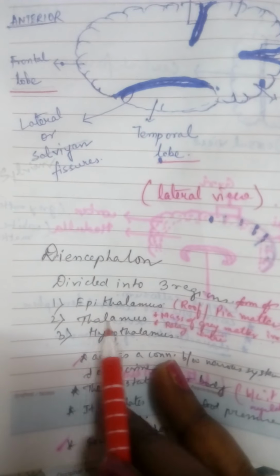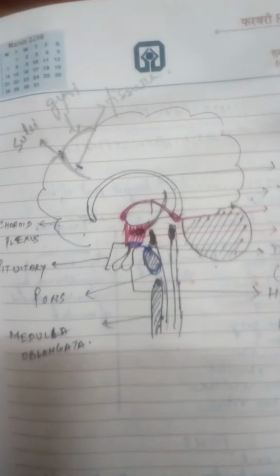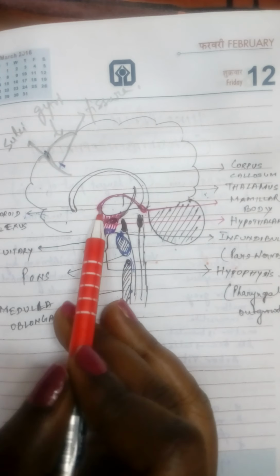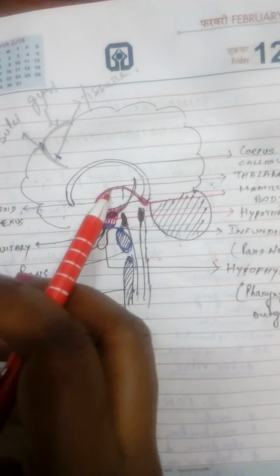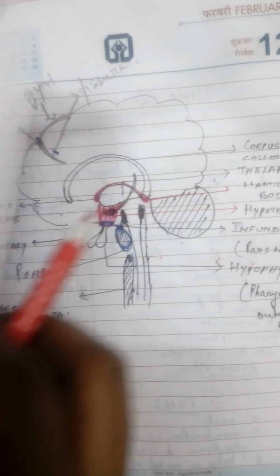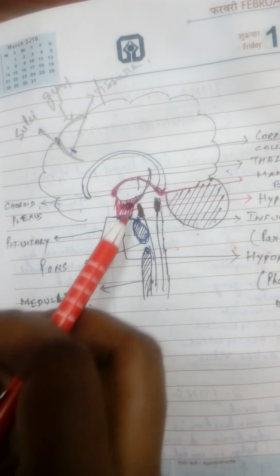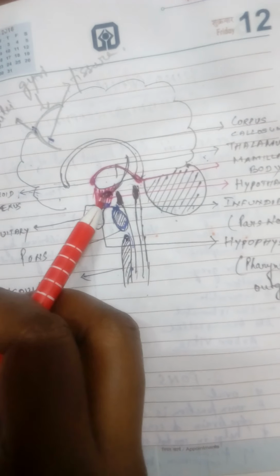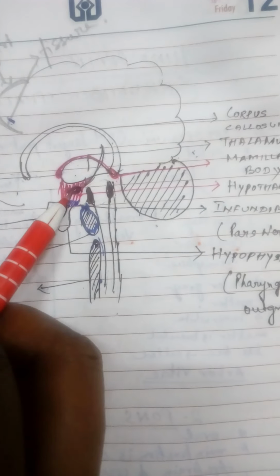So in your book, what is given here, if I try to show you in this diagram, you can see an almond shaped structure. The roof, the top of it, is called epithalamus, and the white space that is present is called thalamus. And this expanded portion, the red color portion, is called hypothalamus. So this concept should be clear with you all.